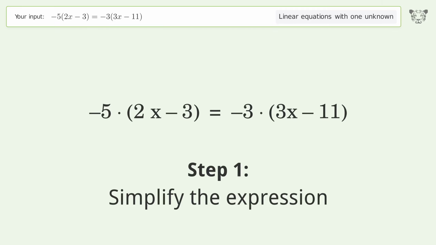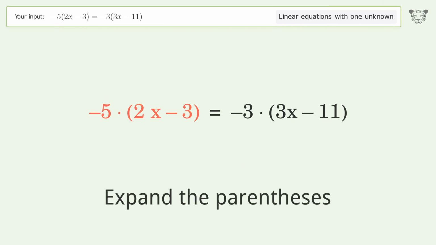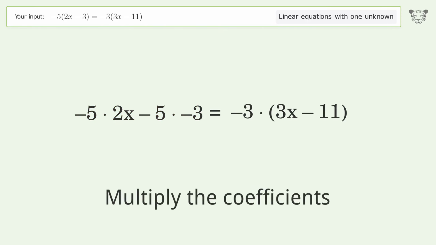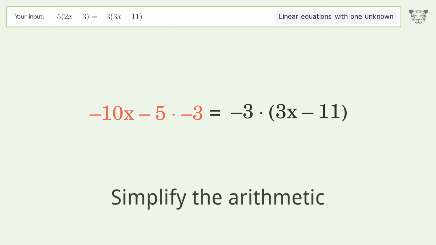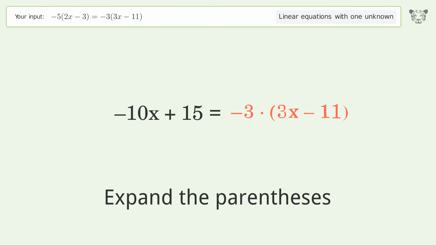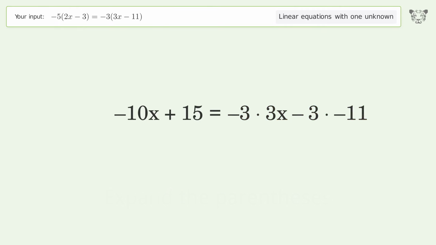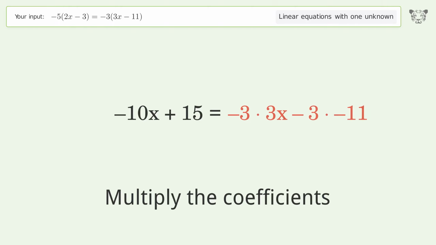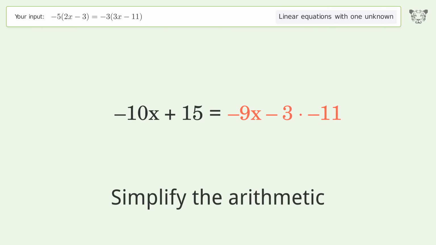Simplify the expression. Expand the parentheses. Multiply the coefficients. Simplify the arithmetic. Expand the parentheses. Multiply the coefficients. Simplify the arithmetic.